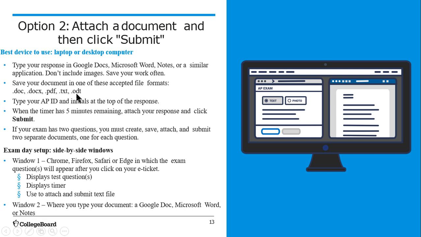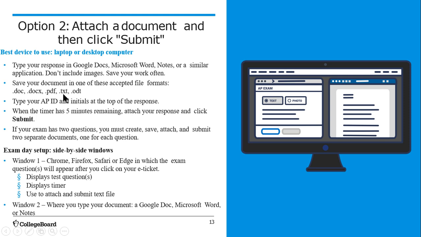Now, be careful here. This is where I got a little confused. They said you can use Google Docs. The problem is Google Docs saves things very weirdly. You are going to have to save it again, and I believe download it to one of these types of files. Doc and docx, those are Microsoft Word. PDF, okay, that's Adobe's. Everybody knows what that is. You can save as a PDF in Google Docs.